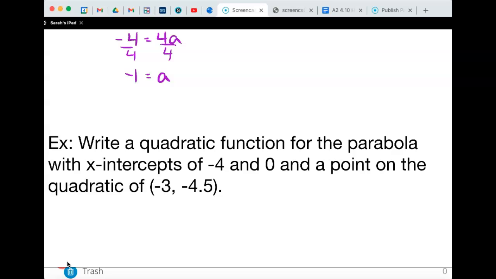Okay, here's our next one. So I write a quadratic function for the parabola. We have x-intercepts of negative 4 and 0, and we have a point, negative 3, negative 4.5. So are we going to want to write this in general form, standard form, or intercept form? Intercept form because we are given the x-intercepts. Oh, and a point, yeah, sorry.